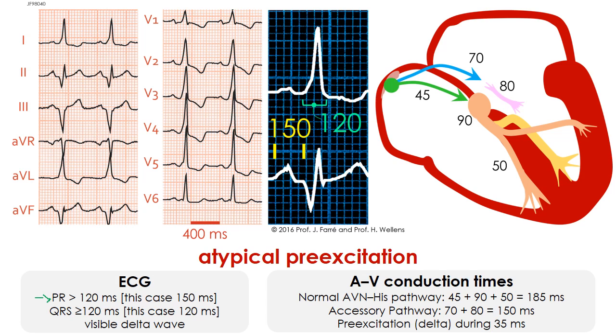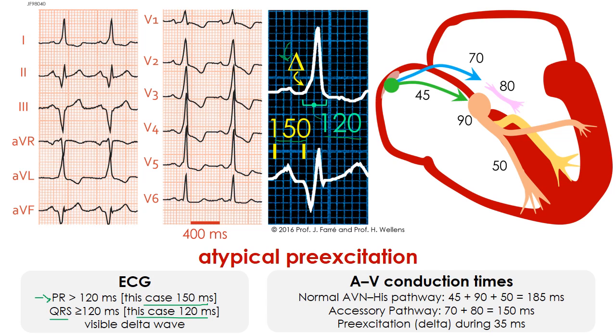In our example, as you can see here, it is 150 milliseconds. Otherwise, the rest of the electrocardiographic characteristics in this example are of typical preexcitation. That is to say, the QRS complex is wide. In this case, it is 120 milliseconds, and there is a visible delta wave, as you can see here.